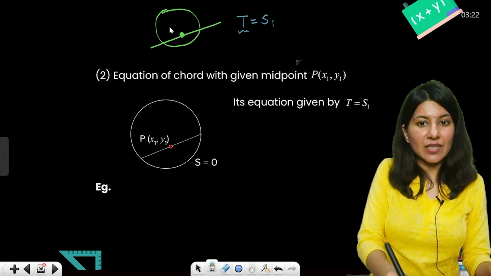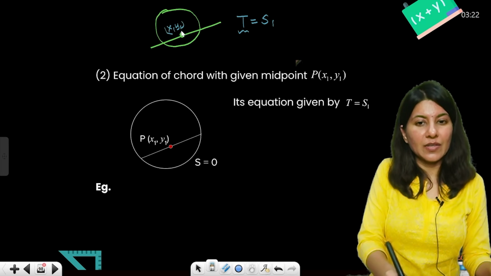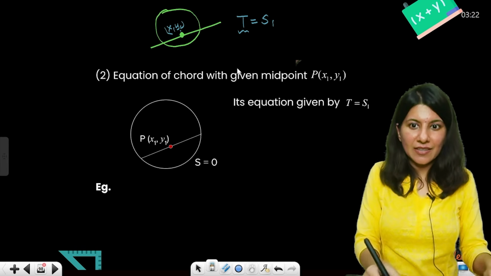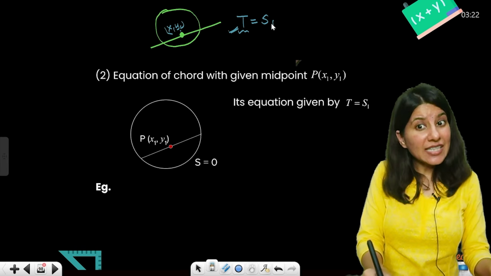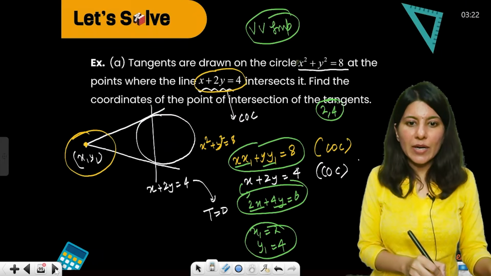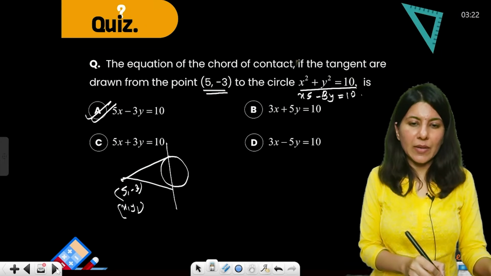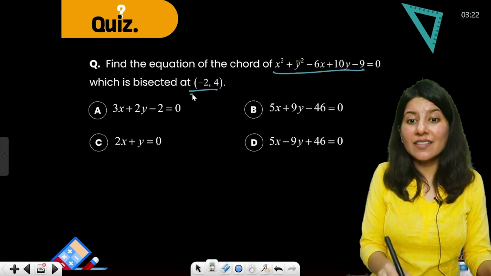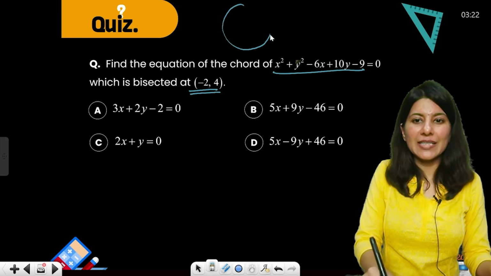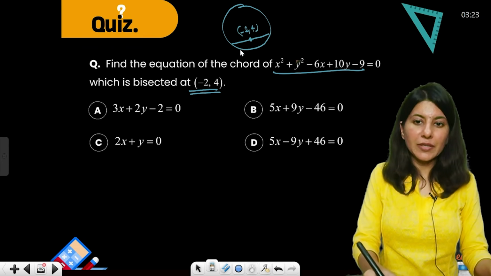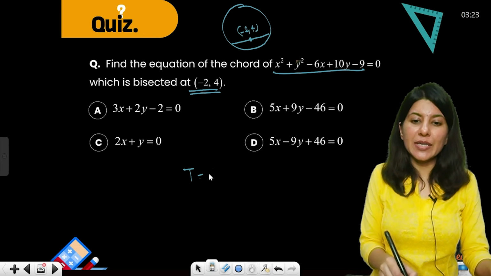T is the same thing with x1, y1. Again that circle will be there, and with the help of the circle you have to write T. S1 you get by putting that point in the circle. Let us do one question so that you understand it better. Find the equation of the chord which is bisected at -2, 4. So basically you have a circle and a chord whose midpoint is given. Bisected means midpoint. Now T equals S1.